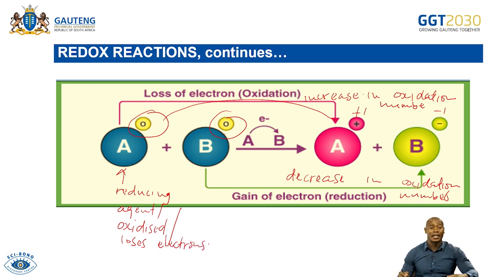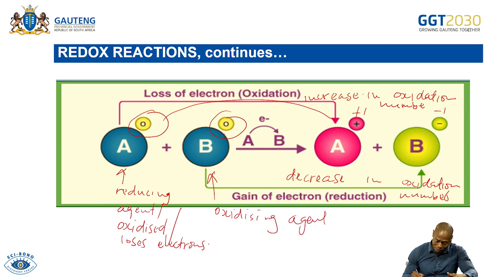So A loses electrons, A is being oxidized, A is the reducing agent. Let's look at B. For B, you can see there is a decrease in oxidation number. If there's a decrease in oxidation number, it means that a substance is being reduced, right? If a substance is being reduced, it means that it's gaining electrons. And a substance that is being reduced, or that gains electrons, is the oxidizing agent.